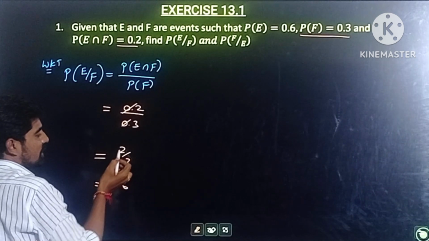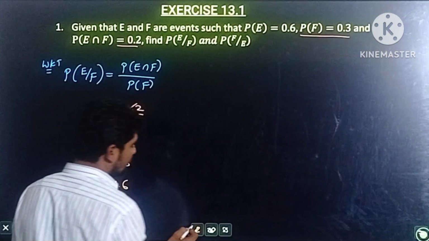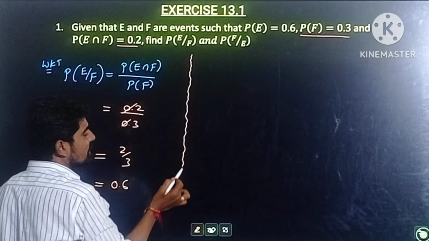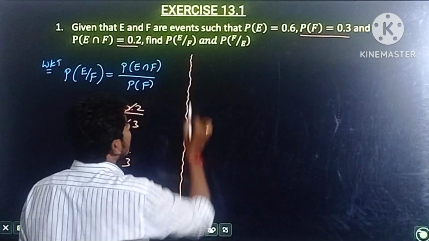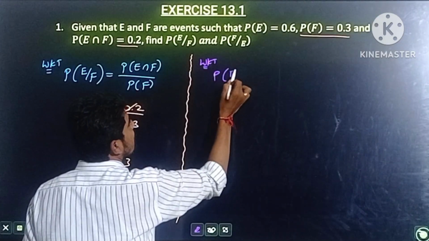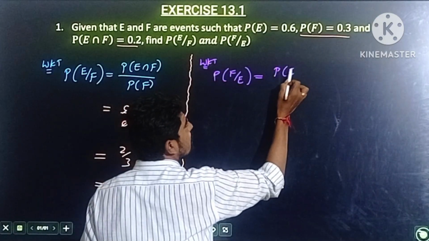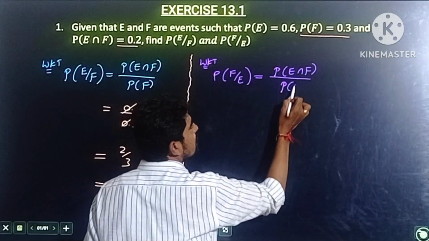Point 0 to 20, it becomes 3 ones are 3, 6. So 0.6 is the probability of E by F. And we need the second also, that is probability of F by E. The formula for probability of F by E is, we know that probability of F by E is equal to probability of E intersection F divided by probability of E.